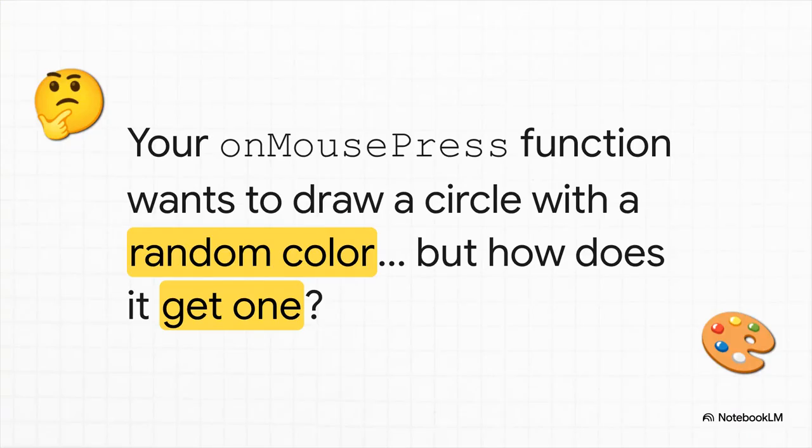Okay, so picture this. You've got your on-mouse press function all set up. Every single time you click the mouse, it's ready to draw a circle. Simple enough. But you want each circle to be a different random color. The problem is the on-mouse press function has no idea how to do that. It needs to ask for help. It needs an answer to the question, hey, what color should I use for this circle?